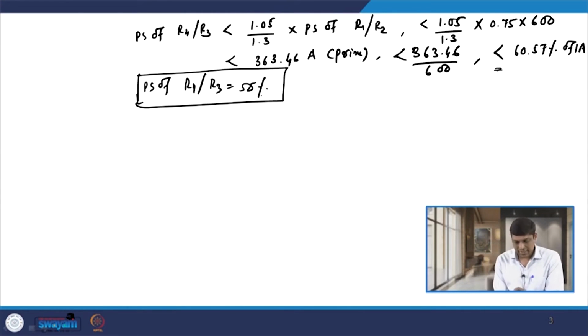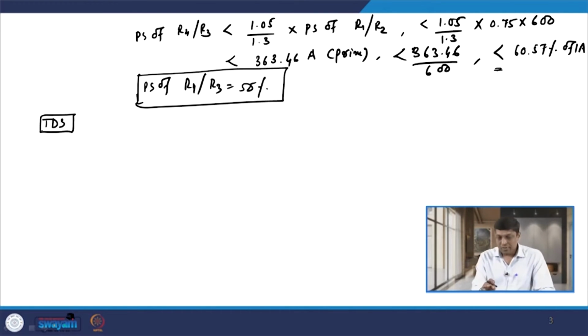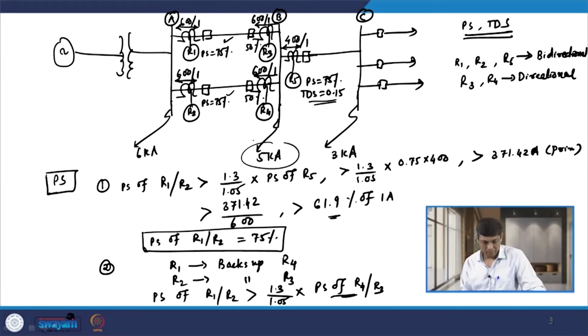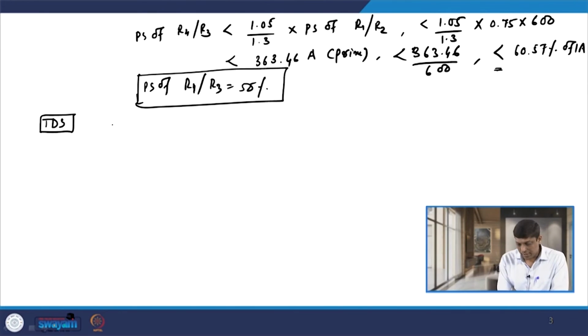Okay. Now, let us decide the time dial setting. As I told you in the earlier case, the time dial setting of relay R5 is given, that is 0.15. So, we have to coordinate relay R5 with relays R1 and R2, because all these three relays are bidirectional relays, and we have to coordinate R5 with R1 and R2 for a fault level of 5 kilo ampere. So, let us coordinate relay R5 with relays R1 and R2. So, that is the first thing.